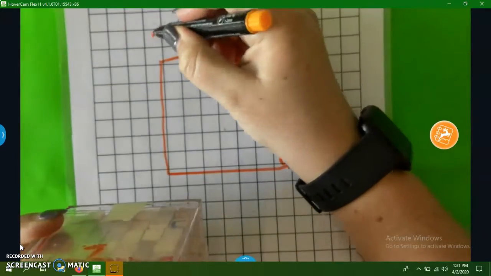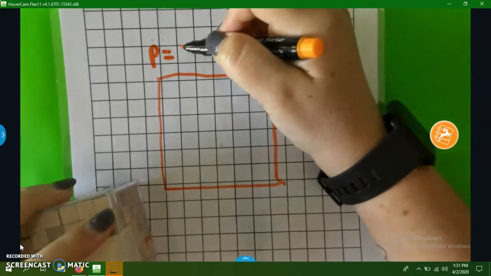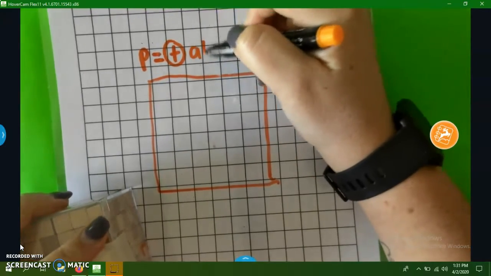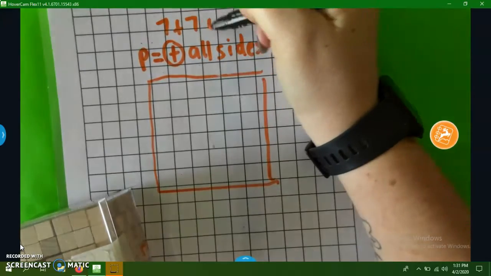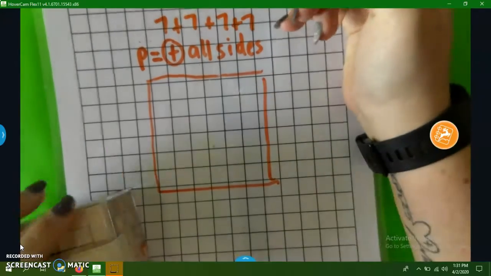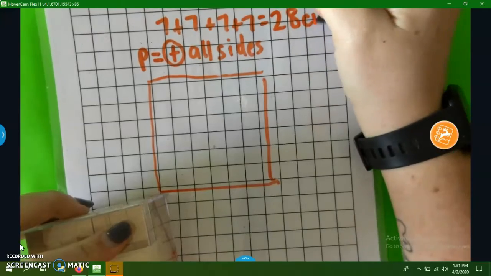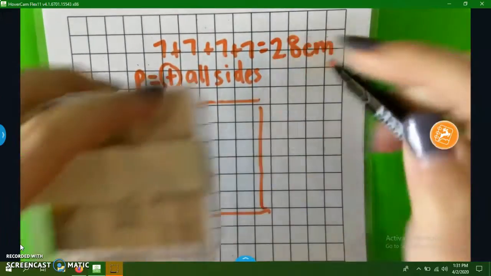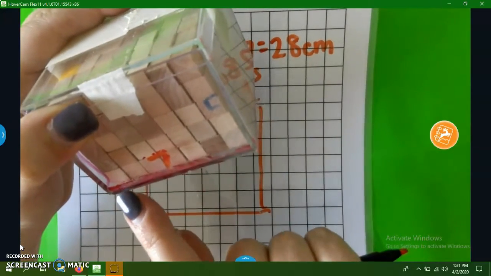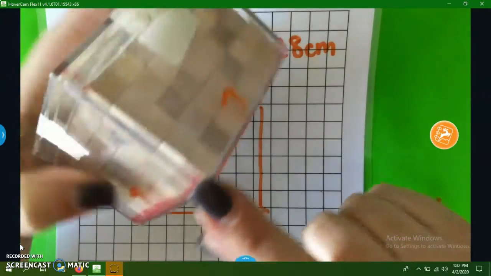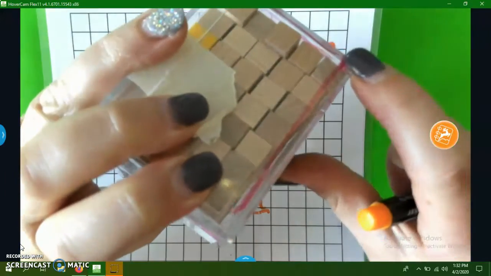So if I wanted to find the perimeter, like we did in our other video, the distance around the outside of this shape, I would add all the sides, which would be 7 plus 7 plus 7 plus 7, which means technically it takes 28 centimeters to go all the way around the outside of this shape. And I can verify that by counting: if I counted all the way around, I would count 28 of these little cubes.